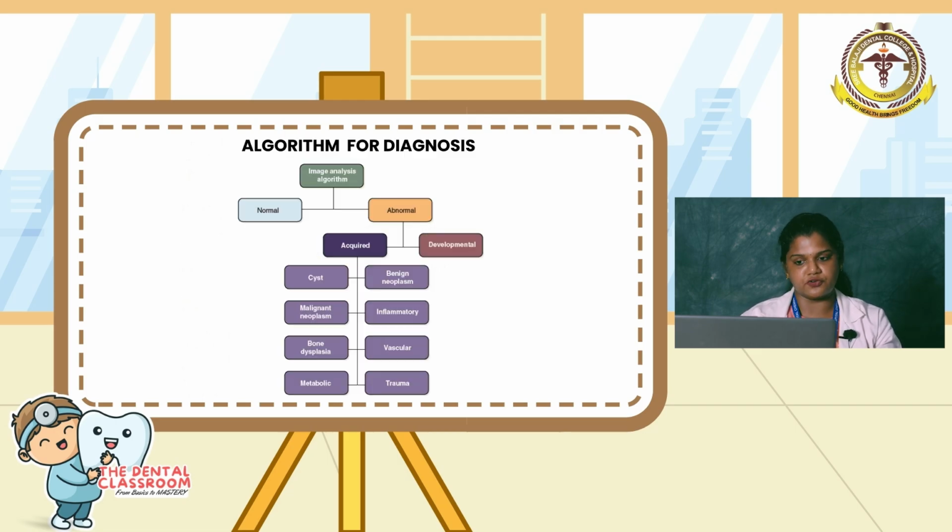This is the algorithm for diagnosis. So the image analysis algorithm: whether it is abnormal or normal. Abnormal can be classified again into acquired and developmental. So under acquired, the lesion could be a cyst, a tumor, a benign neoplasm, a malignant neoplasm, or can be due to bone dysplasias, metabolic disorders, inflammatory, vascular, or can be due to trauma.